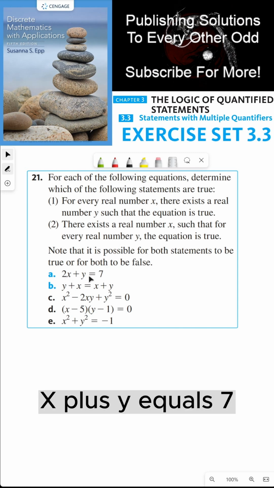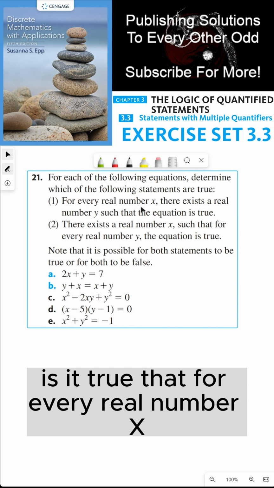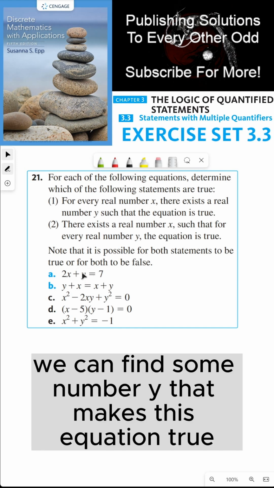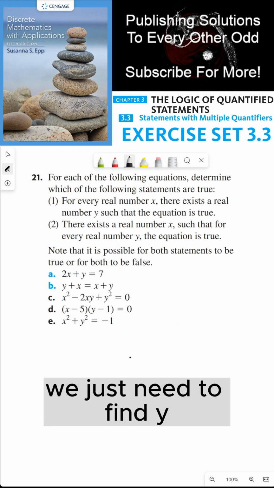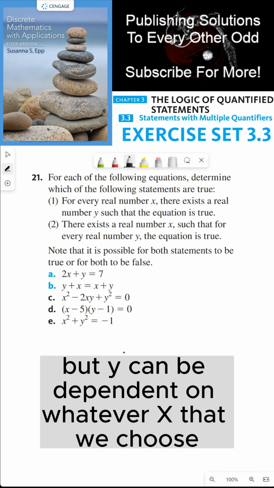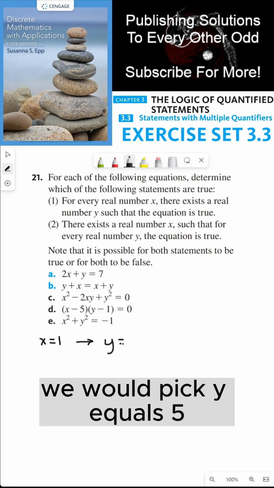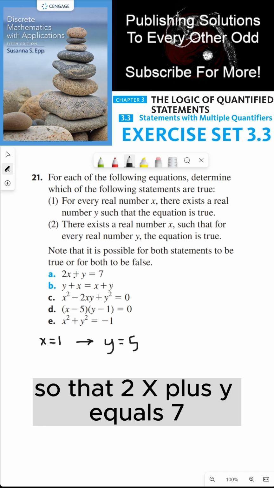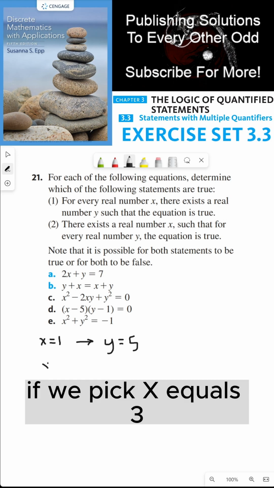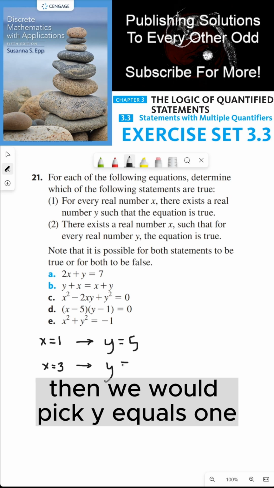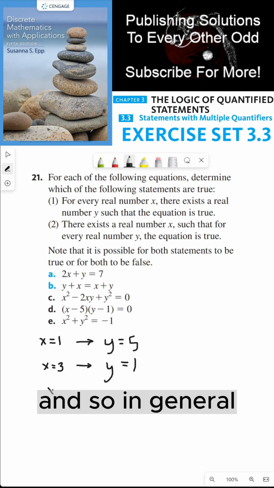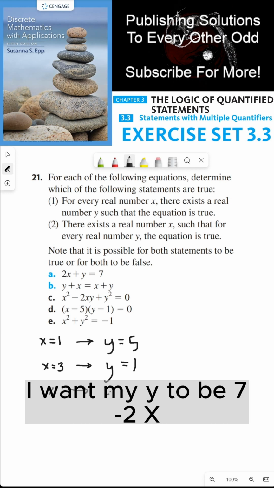We'll start with 2x plus y equals 7. Is it true that for every real number x, we can find some number y that makes this equation true? So if we pick x, we just need to find y, but y can be dependent on whatever x we choose. So for example, if we pick x equals 1, we would pick y equals 5, so that 2x plus y equals 7. If we pick x equals 3, then we would pick y equals 1. And so in general, whatever my x is, I want my y to be 7 minus 2x.